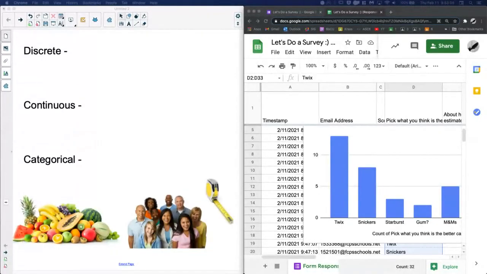All right, so here's our survey. I made a bar graph based upon the choices of candy people liked. What I want us to do is say, okay, is this discrete data, continuous data, or categorical data? Again, IB geography is very important because you are going to have to categorize or describe your data based upon what you've collected. So here I've collected data about what kind of candy y'all like and how many of you like which candy. Again, Twix is number one.